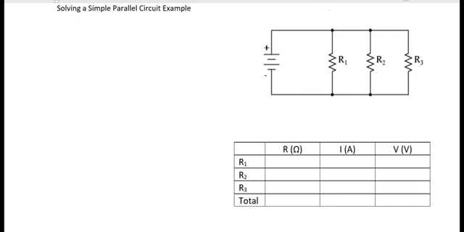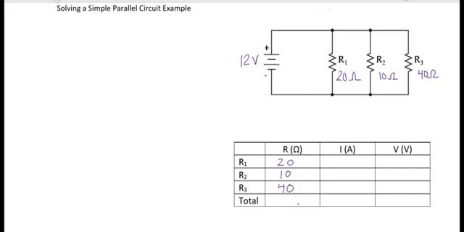I'm going to start by having some known values given to me. The voltage for this circuit is 12 volts. The value for the first resistor is 20 ohms. The second resistor is 10 ohms. And the third resistor is 40 ohms. So I can put this in the table down here: 20 ohms for the first resistor, 10 ohms for the second resistor, 40 ohms for the third resistor.